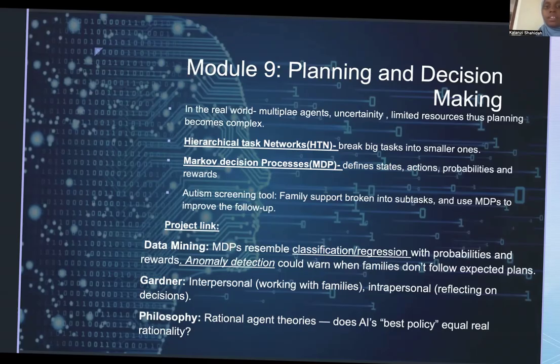Then when we say data mining, MDPs, the Markov decision processes, resemble classification, because they define states, actions, probabilities, and rewards. That is the same as classification and regression with probabilities and rewards. Then Gardner's intelligence type will be interpersonal. We can call it working with families. You can see how these autistic kids are going to work with their families. Then we have intrapersonal intelligence, whereby they are reflecting on decisions. Then for the philosophy, we shall talk about whether AI's best policy equals real rationality or not.